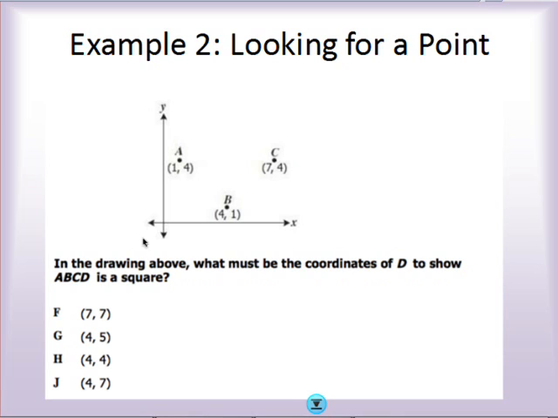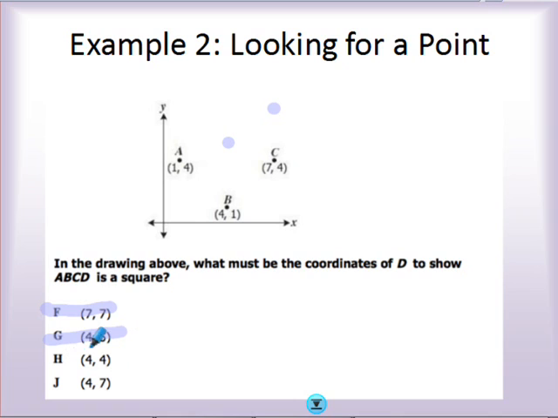So you might be able to do just sort of common sense guessing here to get this. You know, just try eliminating answers. If you look at point F, F is 7, 7, so that's going to be over there and then up here. Well, that's obviously not a square, so that's not right. Look at G, 4 and then up 5. That's going to be something like that. That one might be right. I don't think it is. I don't think it's up high enough.